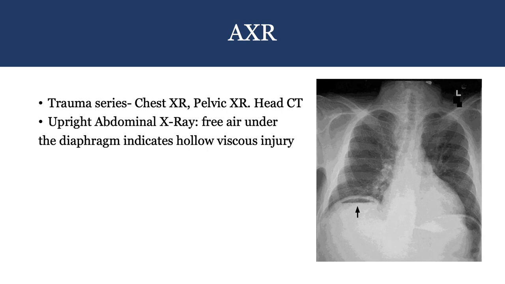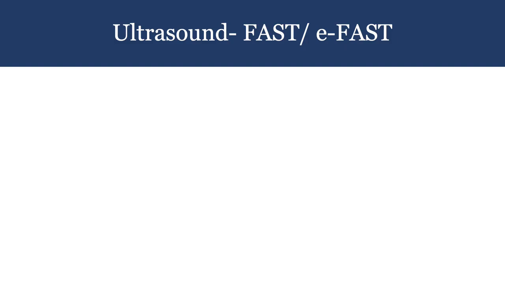One of them is a chest x-ray. We always do a trauma series: chest x-ray, pelvic x-ray and the head CT scan nowadays. But an upright abdominal x-ray that demonstrates free air under the right hemidiaphragm could indicate a rupture of a hollow viscus, usually an intestine. So if you have intestinal perforations, this is how you may be able to tease out and make sure that there is an injury.